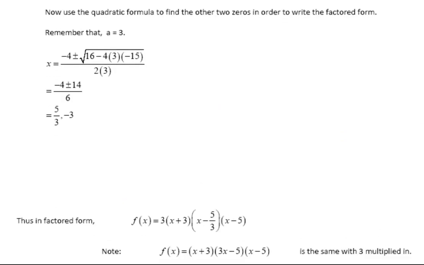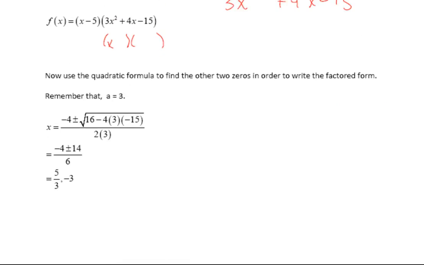Alright, so let's move this down here. I'm going to use the quadratic formula to find both zeros. So looking back up here, I have an a as 3, I have a b as 4, and I have a c of negative 15. Now you can do this yourself. I just quickly did it here, and it works out that my other two zeros are 5/3 and negative 3. So zeros are 5/3, negative 3, and positive 5.